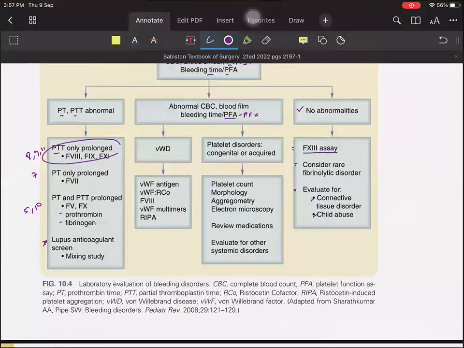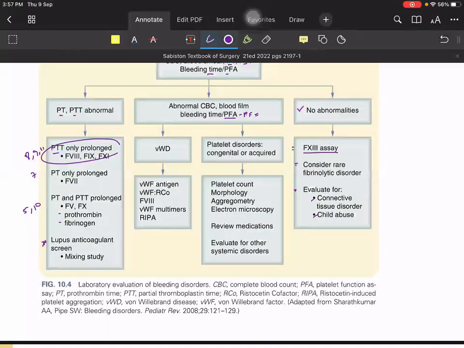Suppose you have to identify von Willebrand disease, you have to see that von Willebrand antigen should be present. Other factors such as von Willebrand ristocetin cofactor activity, RCo means ristocetin cofactor. Don't go that deep. And factor 8, von Willebrand multimers and RIPA. RIPA is ristocetin-induced platelet aggregation. If it is this, then we will go for von Willebrand disease.